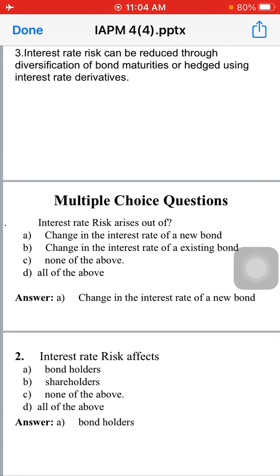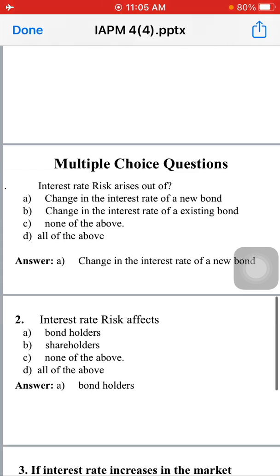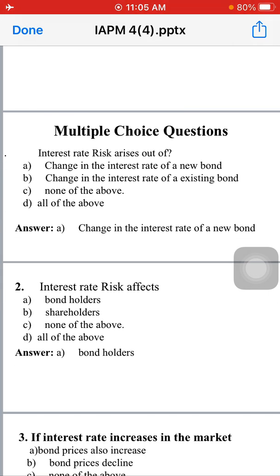Question number 2. Interest rate risk affects bondholders, shareholders, none of the above, all of the above. We very well know the debt holders, that is the bondholders, are much affected, not the shareholders. So the answer is option A, bondholders.